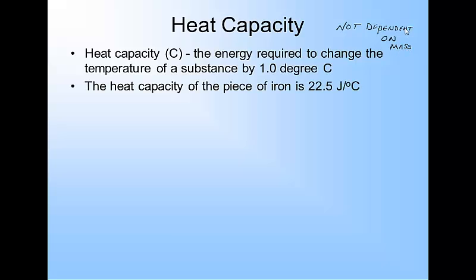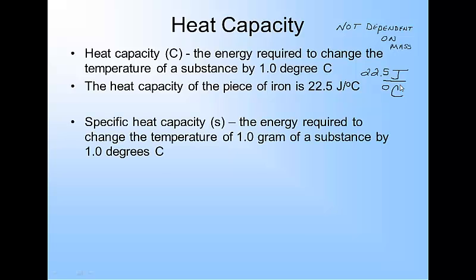The heat capacity, for example, of a piece of iron is 22.5 joules per degree Celsius. Now look at the units. Joules for every 1 degree Celsius. So iron will require 22.5 joules to raise the temperature 1 degree Celsius. Notice no mass in the units.